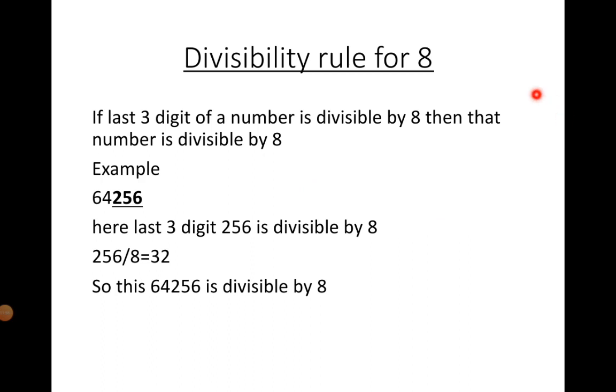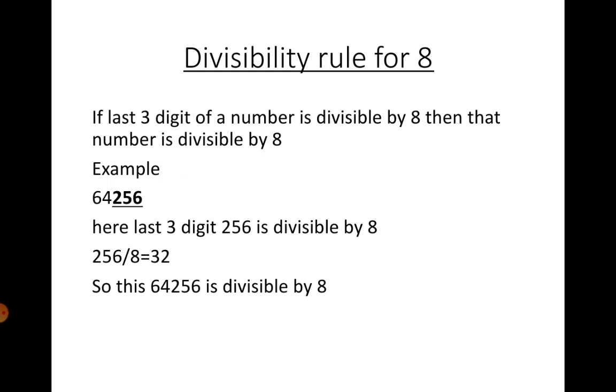And divisibility rule for 8. If the last 3 digits of a number are divisible by 8, then that number is divisible by 8. The last 3 digits are 256. So here too we have to test divisibility for these last 3 digits. For example, 256 divided by 8 is equal to 32. So this 256 is completely divisible by 8. So 64,256 is divisible by 8.